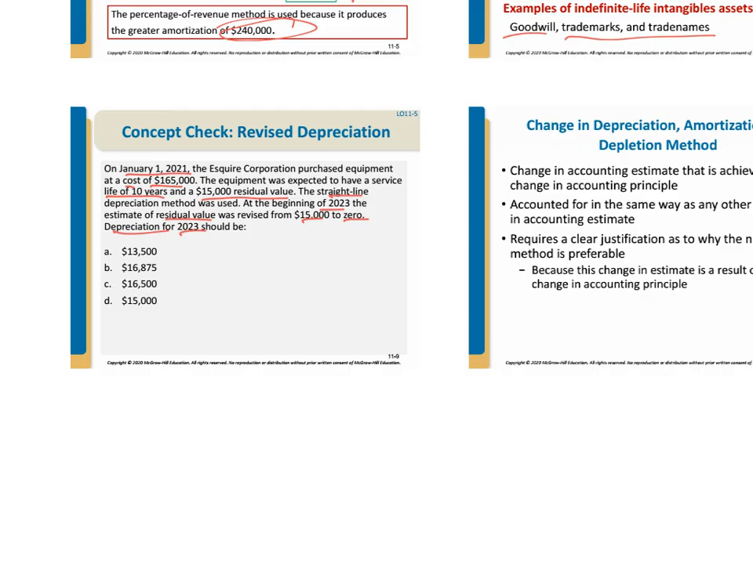So our calculation is going to start with 165 minus 15 because we have to calculate the original depreciation. We're going to divide that by 10 years. That was the original useful life. This gives us $15,000 per year. We then need to consider how many years we've depreciated. So there were 2 years, 2021 and 2022. So we'll take 15 and multiply by 2. That gives us 30 here.